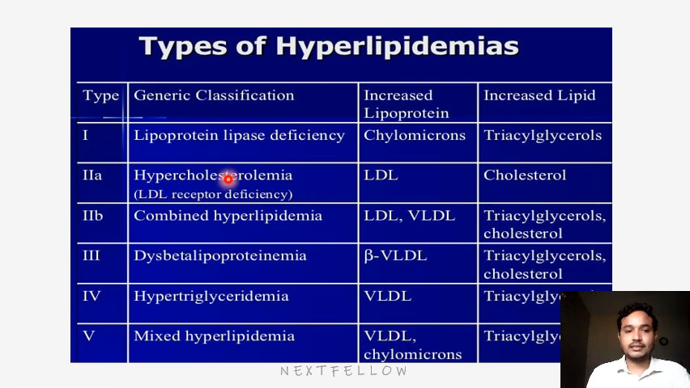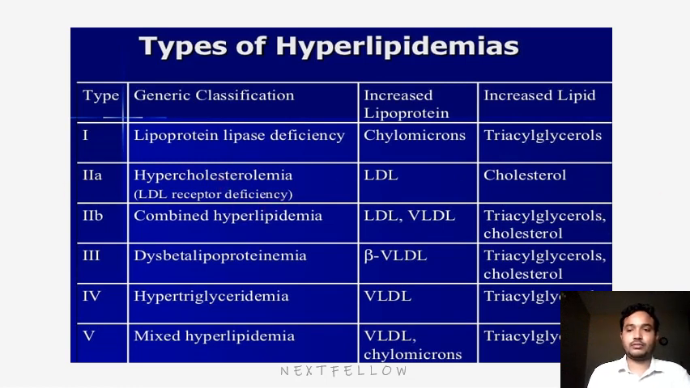Next, types 2A, 2B, 3 and 4 have more chance of developing atherogenesis, whereas types 1 and 5 do not have that much chance. These two are very important MCQs, so you should remember them. One is which type has more chance of developing atherogenesis. Second, among the 5 families, which group has only elevation of cholesterol, without elevation of triglycerides. That is 2A.